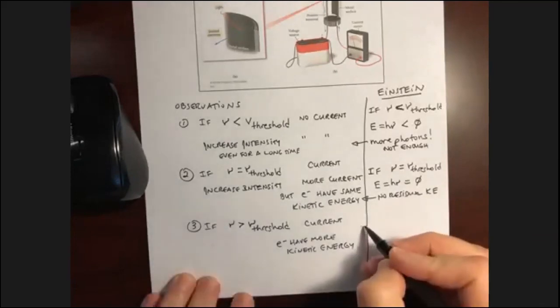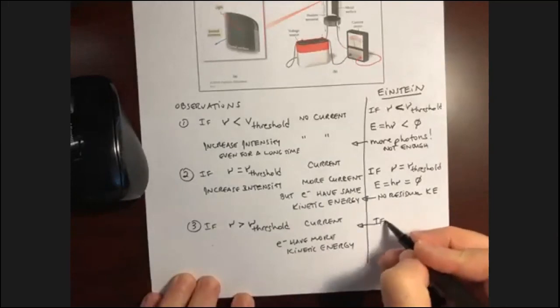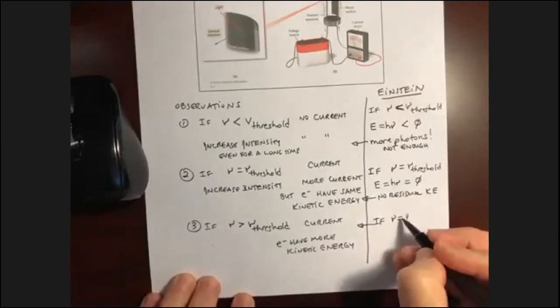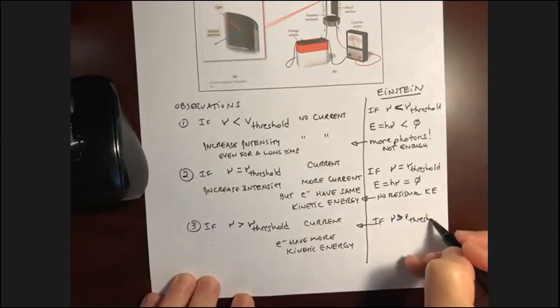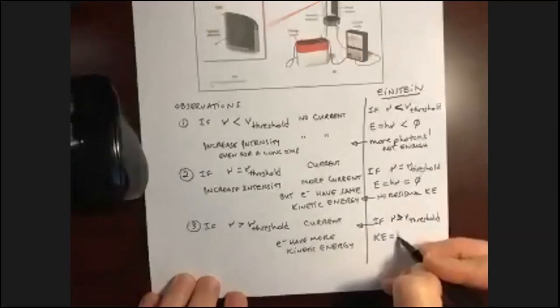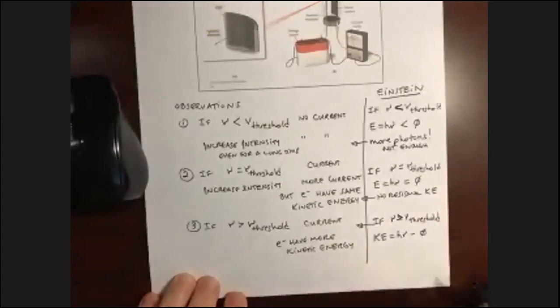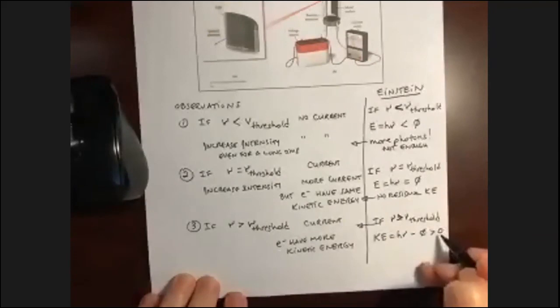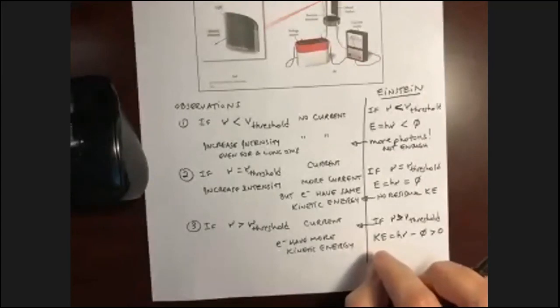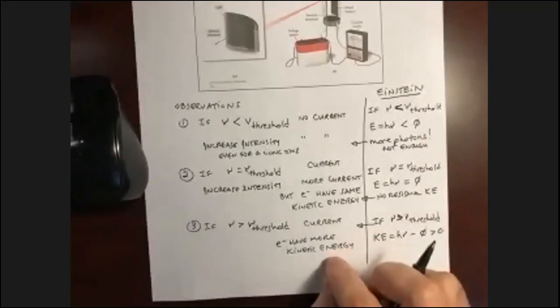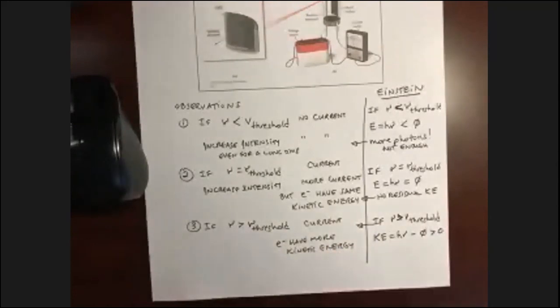And of course, in this last one here, if the frequency is greater than the threshold frequency, what you're going to have is a residual kinetic energy. In other words, this is going to be positive, and therefore what's going to happen is that now the electrons will have some extra kinetic energy besides simply being dislodged from the metal.